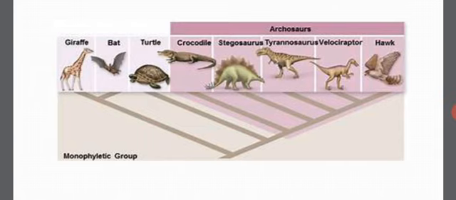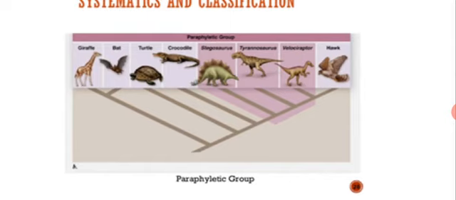So in this paraphyletic group, you can see that the pink shaded region is with reference to brontosaurs, tyrannosaurs, and other such dinosaurs where they have common characters and they all have the same ancestral stock. And here several parallel lines of evolution can be seen. One is leading to giraffe, another to bat, another to turtle, and another to crocodile. Hence it is known as paraphyletic group.